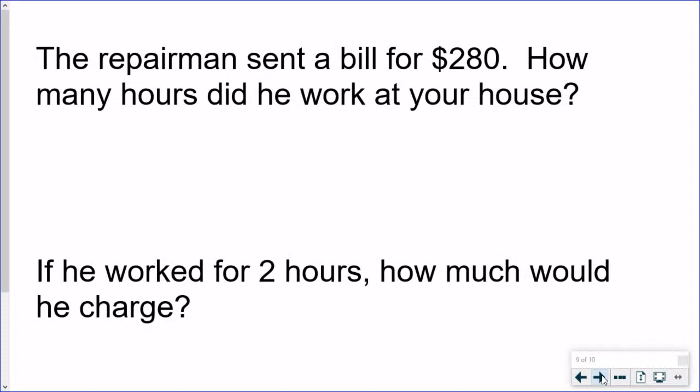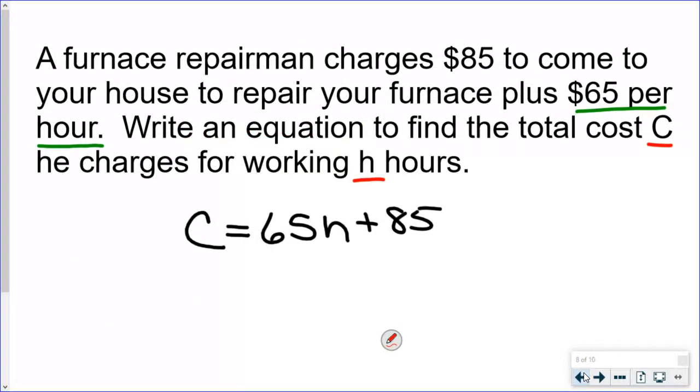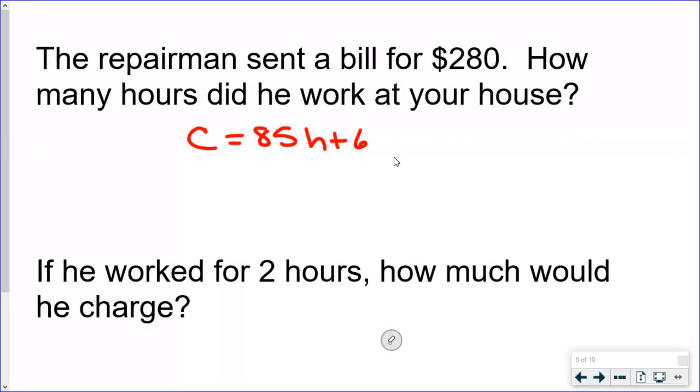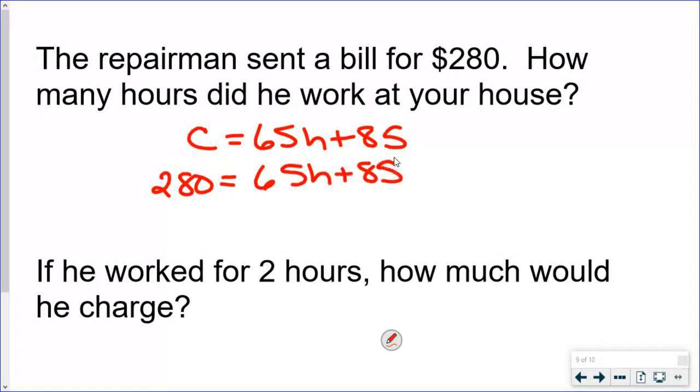Okay, so the repairman sent you a bill for $280. How many hours did he work at your house? So reminder, wait, hold on, I got to double check. It's $85 per hour plus $65 just to walk. Nope, I think I flip-flopped these. Yep. Okay, so it's $65 per hour plus $85 to walk in. Okay. If the total bill, the total cost, is $280, how many hours we don't know, and now you just solve it.